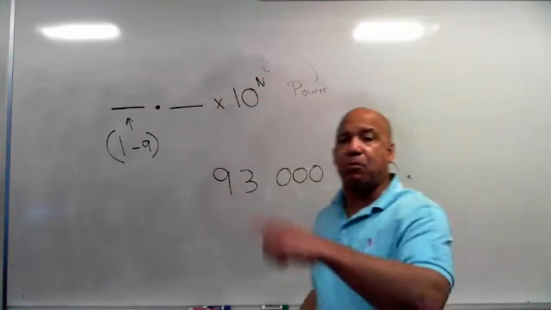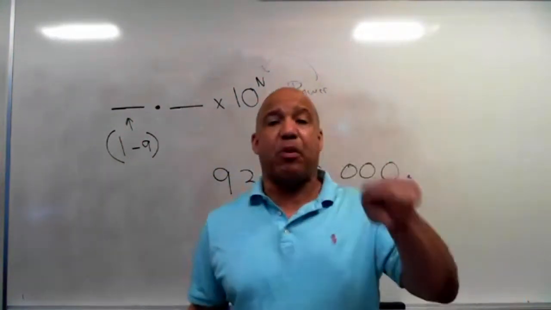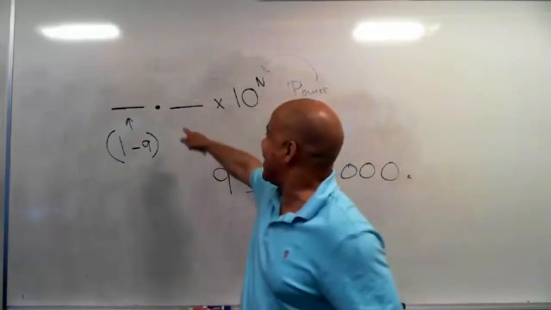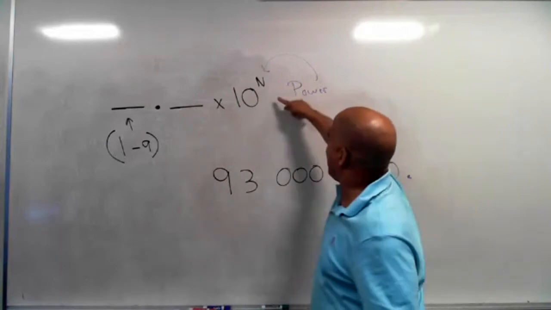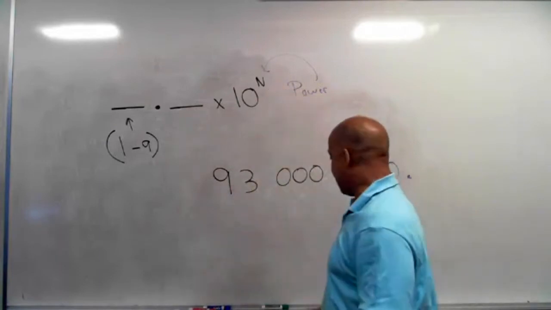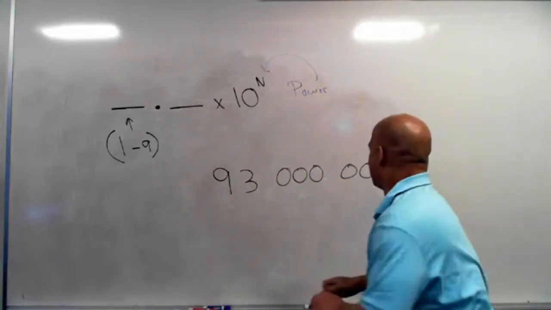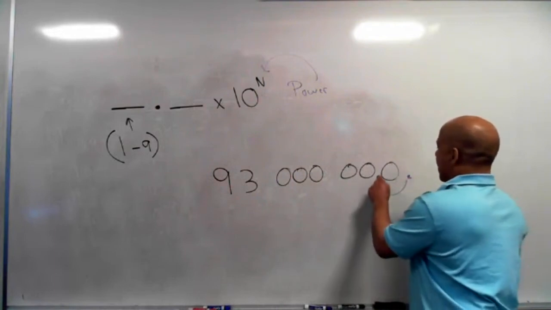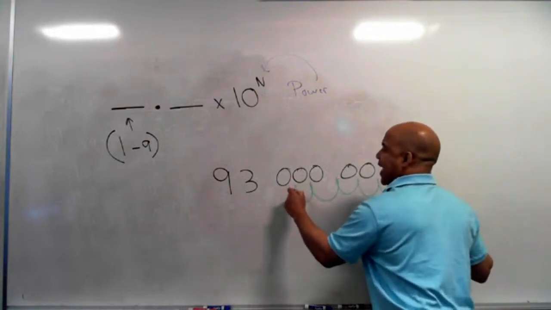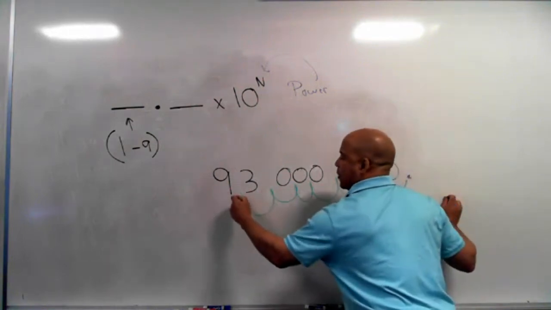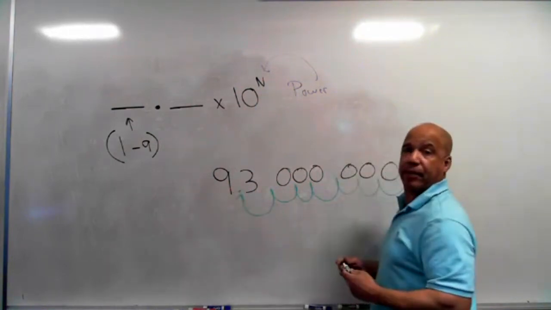So when I move that decimal point, I'm going to count the number of times I move the decimal point to get it into this form. And whatever that count is, that's what I'm going to write here for the power. So let's do that. I'm going to move the decimal over 1, 2, 3, 4, 5, 6, 7 puts me right there, and that's where I want to be.